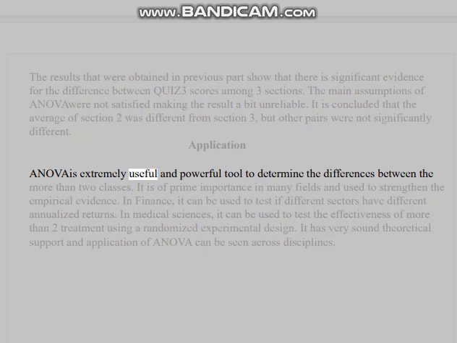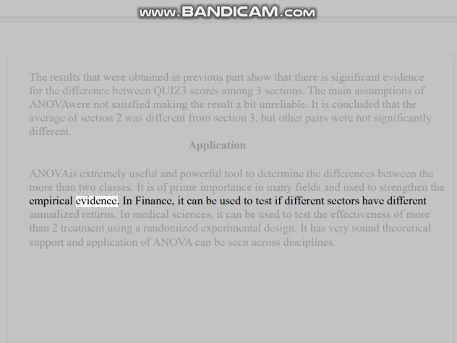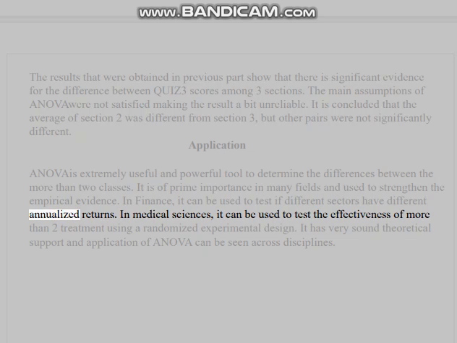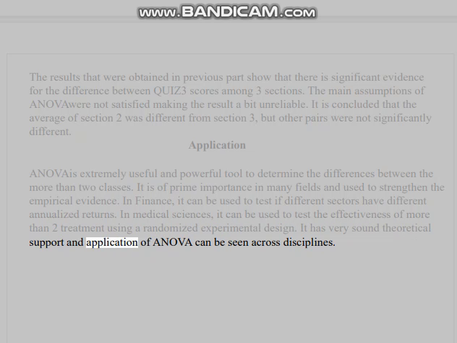Application. ANOVA is an extremely useful and powerful tool to determine the differences between more than 2 classes. It is of prime importance in many fields and is used to strengthen the empirical evidence. In finance, it can be used to test if different sectors have different annualized returns. In medical sciences, it can be used to test the effectiveness of more than 2 treatments using a randomized experimental design. It has very sound theoretical support, and application of ANOVA can be seen across disciplines.